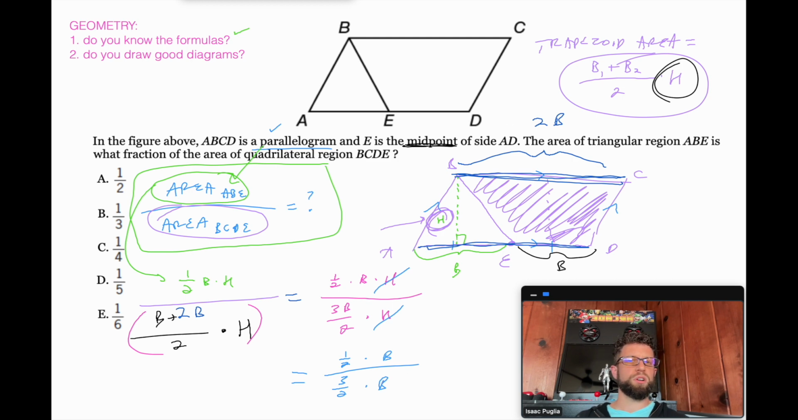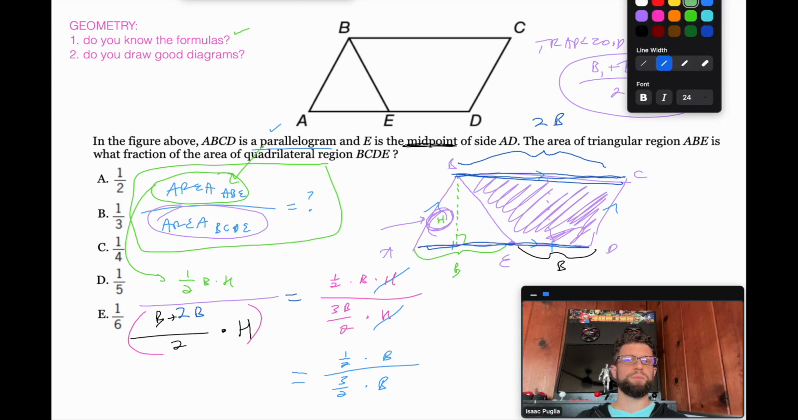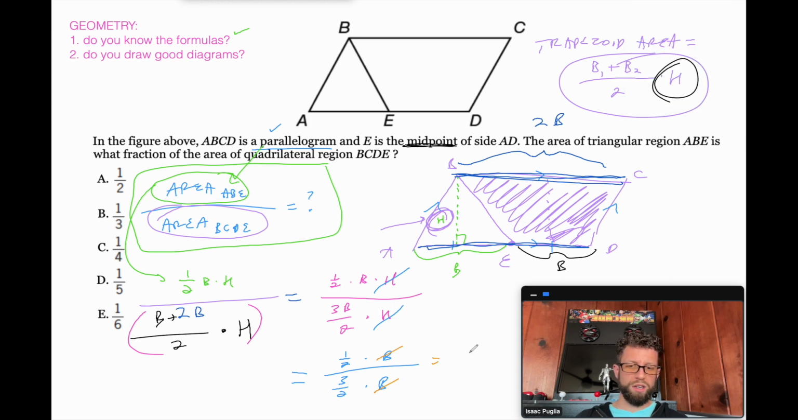And hopefully visually for all of you who struggle with fraction math, that makes it a little easier to see that b is going to cancel out. So b divided by b is just 1, and I wind up with 1/2 divided by 3/2.